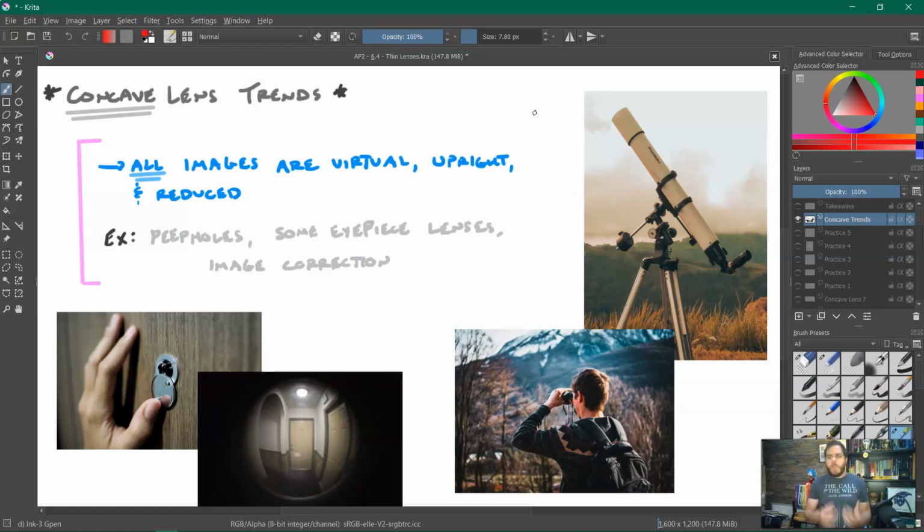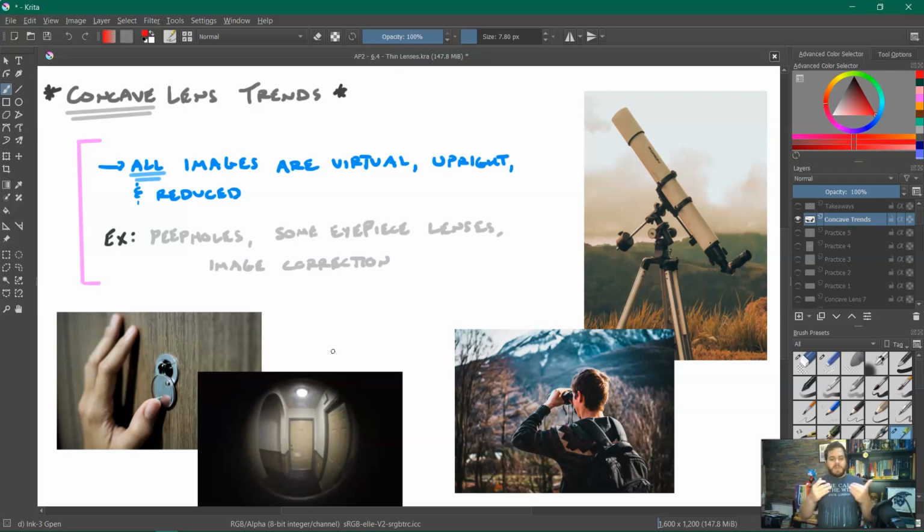So you might be thinking, why would I want that? Well, there's a couple of different reasons. One, we use these in, for instance, peepholes. Even though the image appears smaller, it allows us to broaden the field of view that we can see, so you can see more outside your door. You also see them in some eyepiece lenses, like in binoculars or telescopes. Basically, they just help focus the image a little bit more for you.